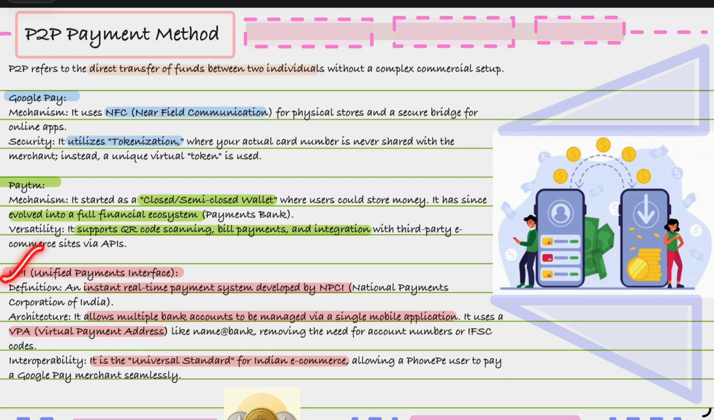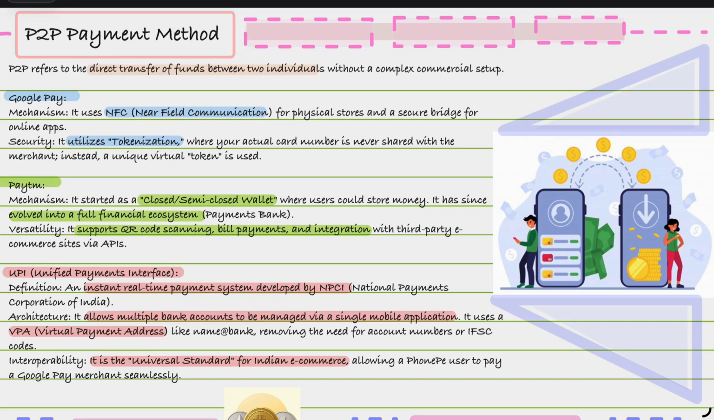Then you have UPI, which is the Unified Payments Interface. It is a universal standard developed by the National Payments Corporation of India, NPCI, and UPI is a real time instant payment architecture that allows users to link and manage multiple independent banks inside a single mobile application dashboard. So you have multiple bank accounts in your single dashboard.